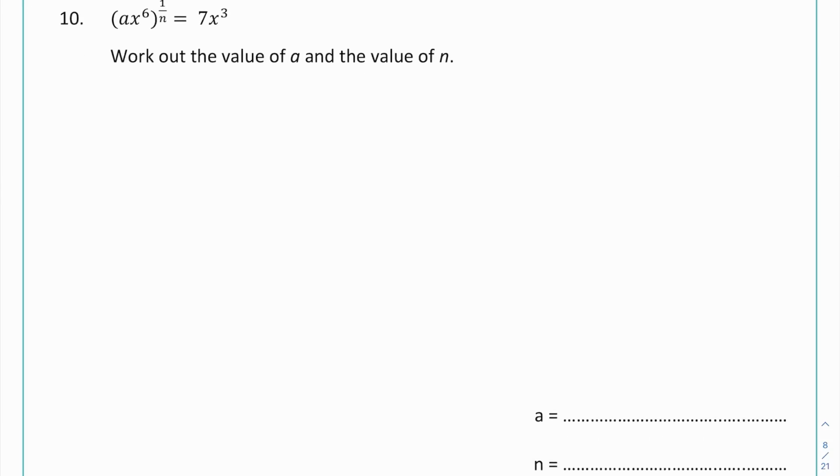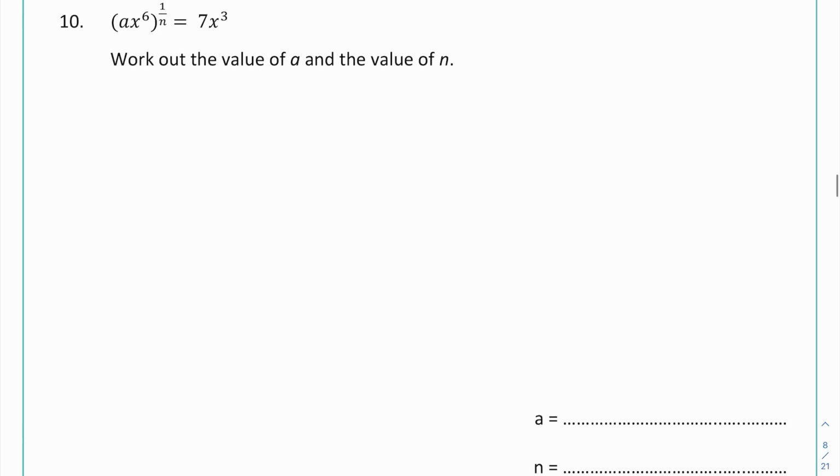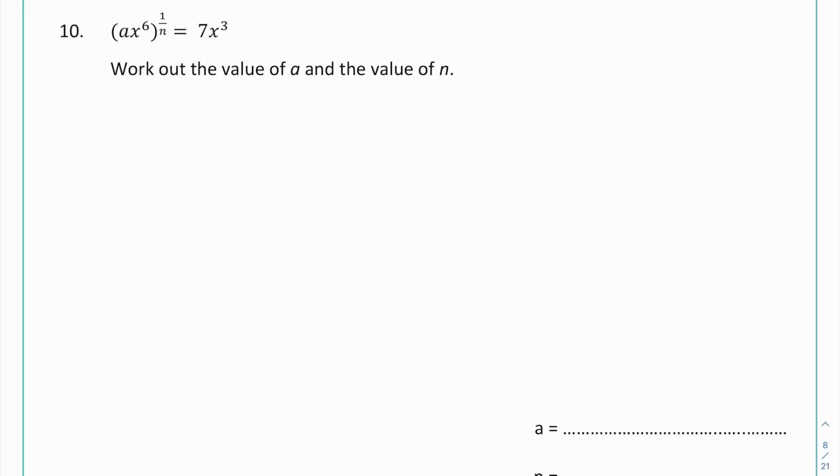Right, so we've got some indices in this. It says work out the value of a and the value of n. So (ax^6)^(1/n) is equal to 7x cubed. Now if we multiply out this power in the bracket, we know we multiply powers when they're in brackets like that. a is currently to the power of 1, x is to the power of 6. So if we multiply that by 1 over n, we'd have a to the power of 1 over n and x to the power of 6 over n. And that has to equal 7x cubed.